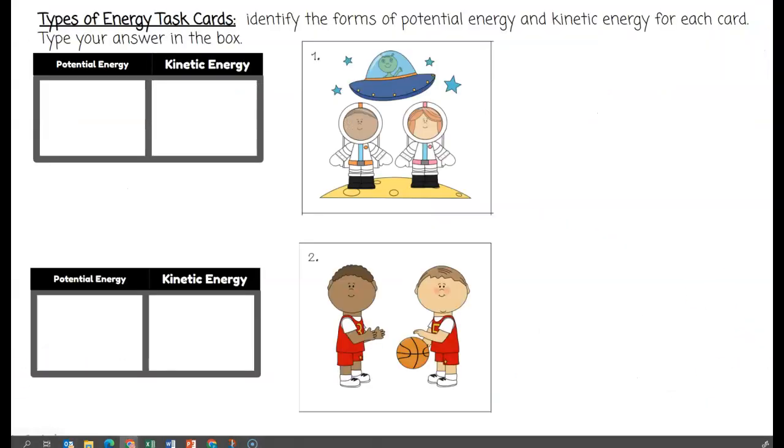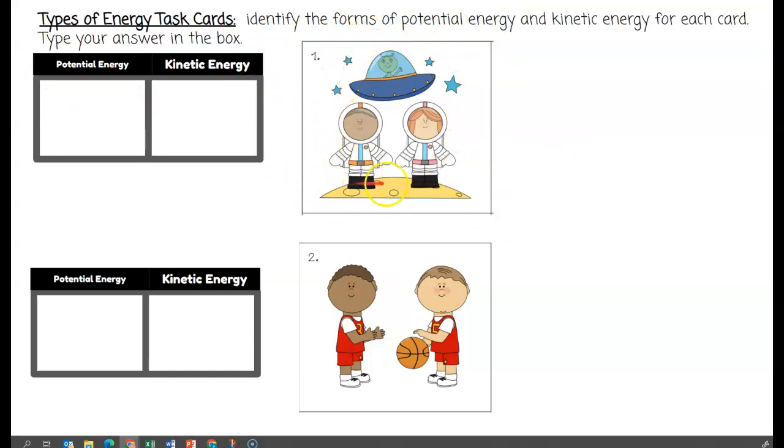The next slide. Now you're going to take 2 pictures, all right? Each picture has potential and kinetic energy examples for each picture, all right? Some have more potential, some have more kinetic. I want to see what all you can come up with. For example, I'll do the first one with you, all right?